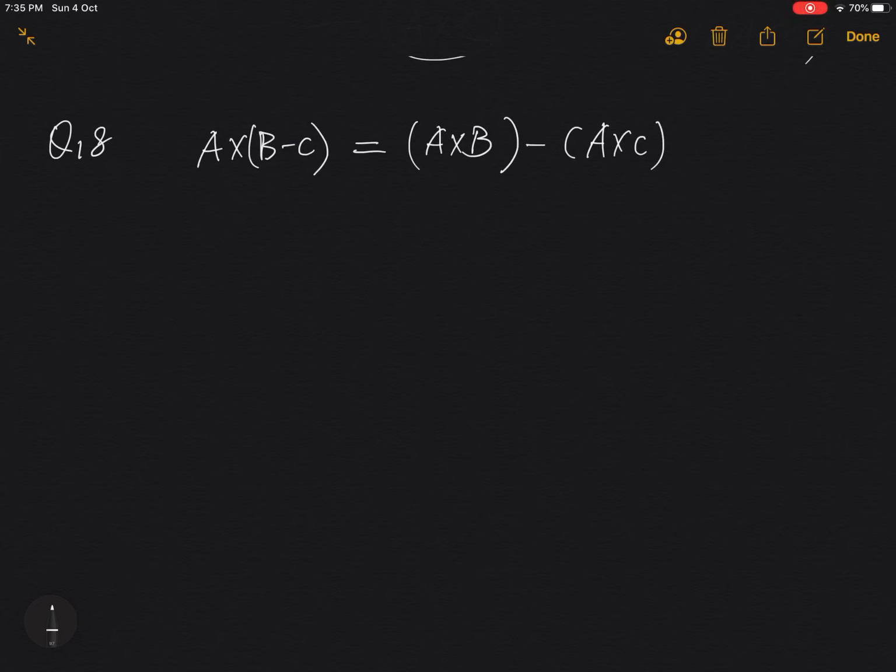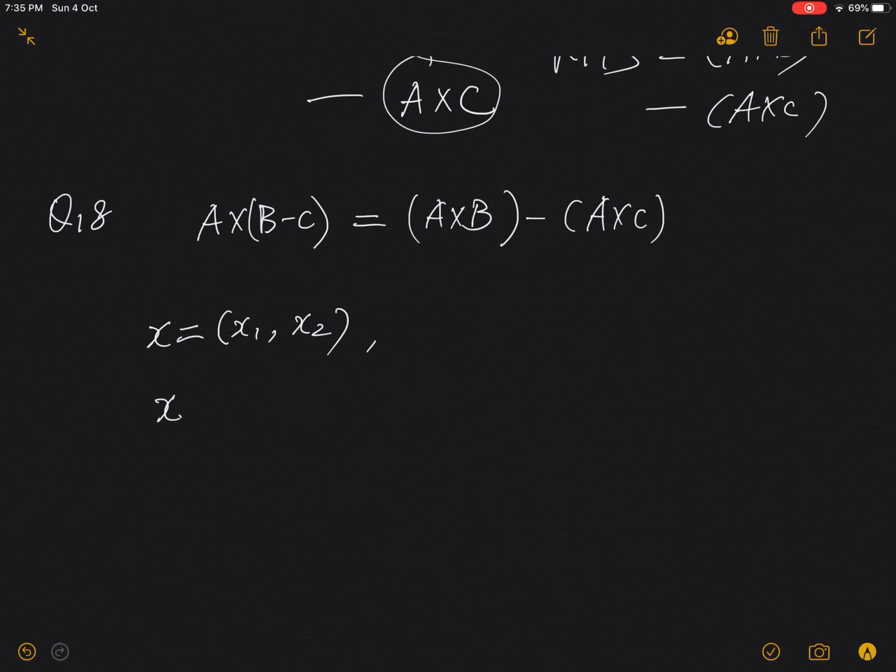For question 18, we need to prove or disprove that the Cartesian product of set A and set B minus C equals the Cartesian product of A and B minus the Cartesian product of set A and set C. For this kind of problem, we usually start from the definition. The Cartesian product has ordered pairs. So we have an ordered pair x1, x2, where x1 is in set A and x2 is in set B minus C.